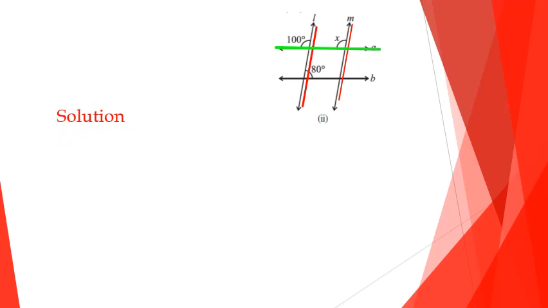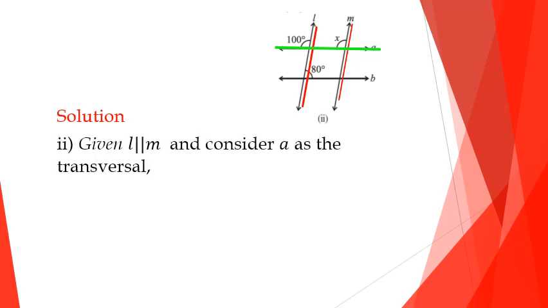Next, here also we have to find the measure of angle x only. Look at the figure. L is parallel to M and A is parallel to B. But here we have to consider L parallel to M and A is the transversal. I have marked the parallel lines in red color and the transversal in green color.